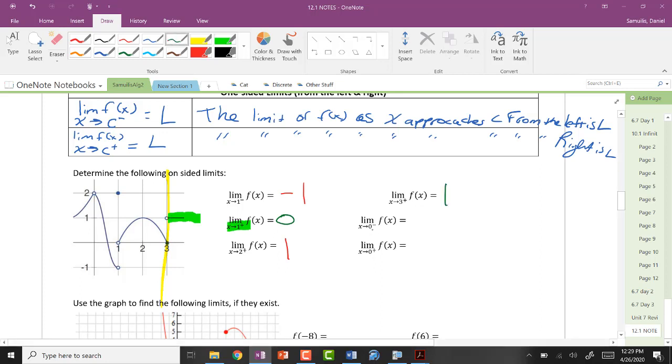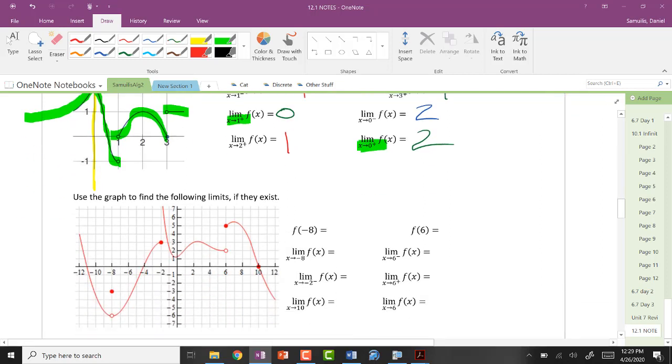0 from the left. Whoop, thought I hit my eraser. There we go. All right, here's 0. As I'm coming from the left side, what is the y value headed towards? The y value is headed towards 2. As I'm coming from the right side, I'm getting closer and closer to 2 from the right. It is also headed towards 2, so that limit is 2.